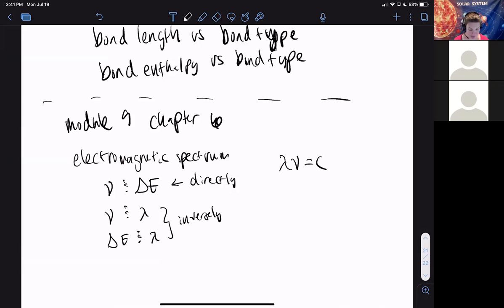So that one right there, and this one right here. All right, so these two equations you should be able to use to do some simple math. You should also know that this is called a quanta, right? Quanta of energy.